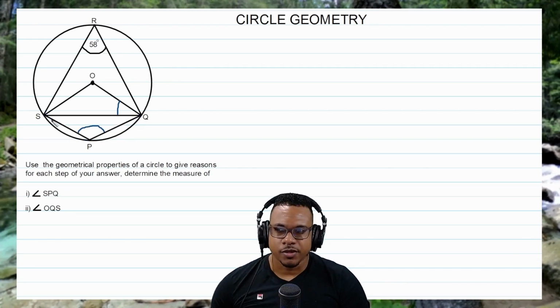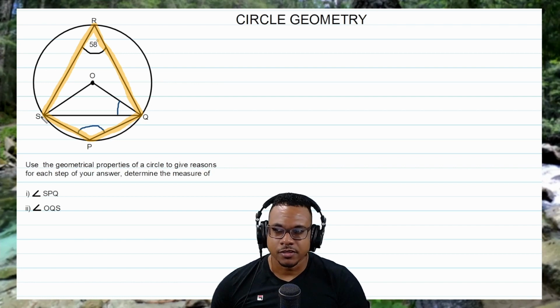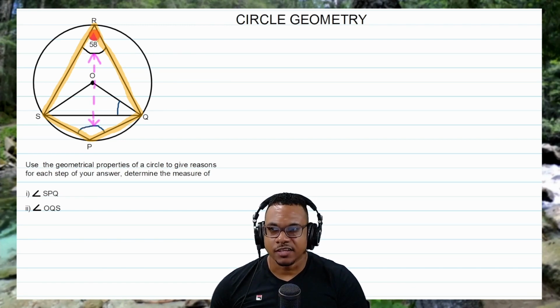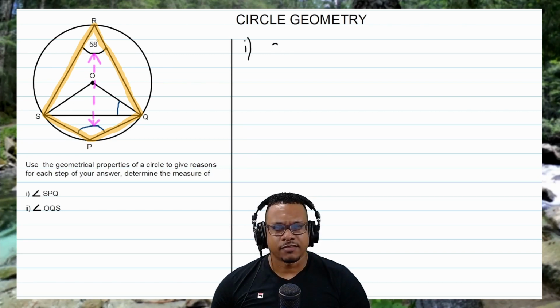Now if we look carefully, what we have here from S to R to Q to P and back to S, that will be a cyclic quadrilateral because all four vertices touch the circumference of the circle. And we know that the opposite angles of a cyclic quadrilateral are supplementary. So 58 plus this angle here, SPQ, must add up to 180 degrees. So I'll have angle SPQ plus the 58 degrees is equal to 180 degrees.